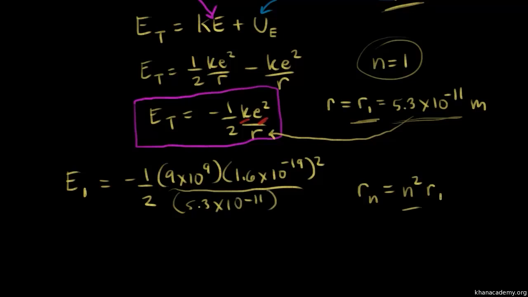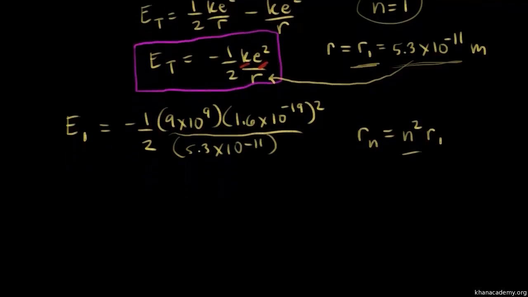And to save time, I won't do that math here, but if you do that calculation, the energy associated with the ground state electron of a hydrogen atom is equal to negative 2.17 times 10 to the negative 18 joules. So that's the lowest energy state, the ground state. The energy is negative, and I'll talk more about what the negative sign means in the next video.